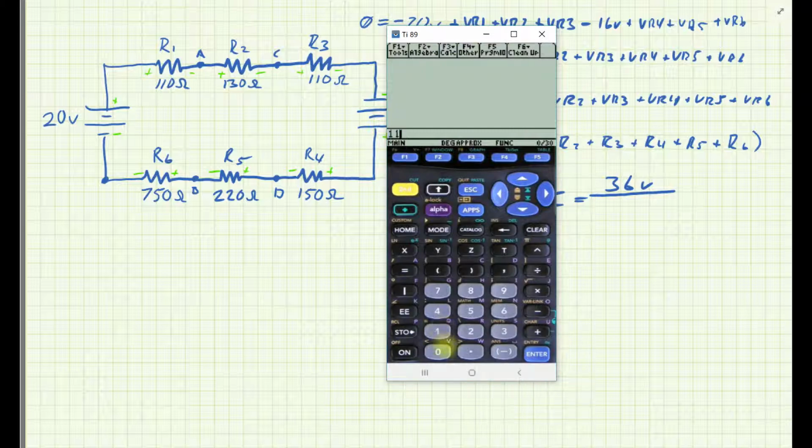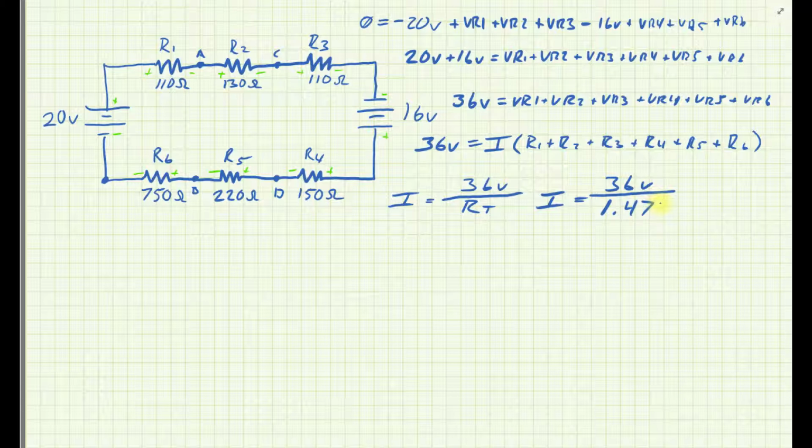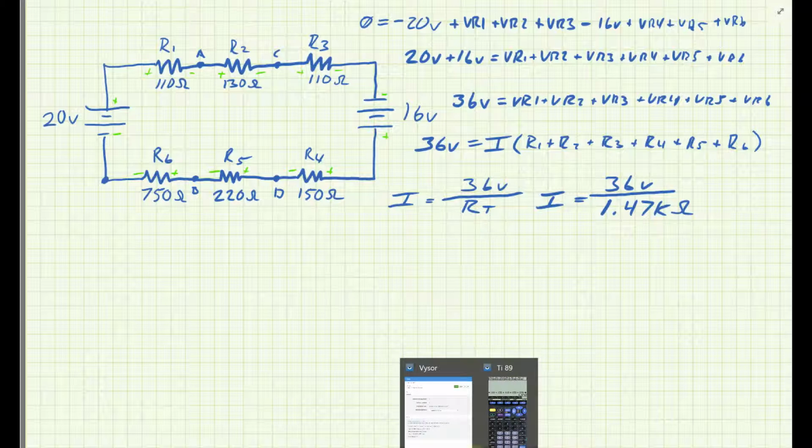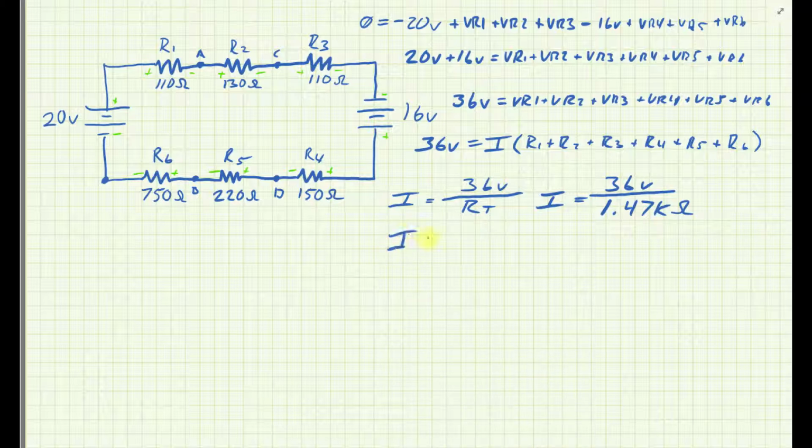So let's see, 110 for R1 plus 130 for R2 plus another 110 for R3 plus 150 for R4 plus 220 for R5 plus 750 for R6. And so that gives me, provided I plugged everything in properly, for the 6 resistors, 1.47K ohms.